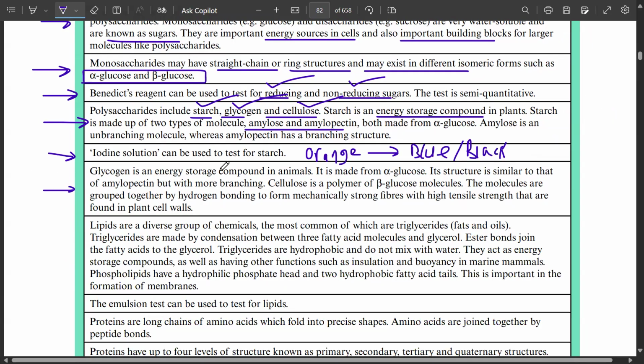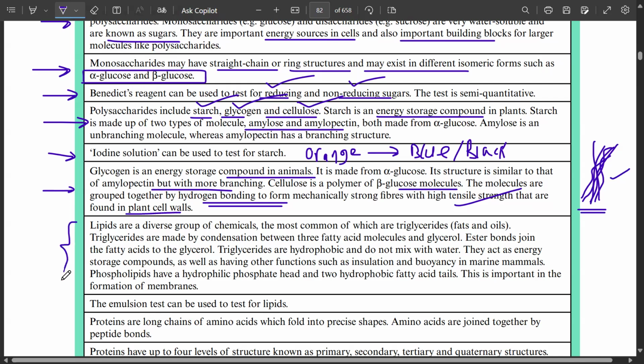Glycogen is an energy storage compound in animals. It is made from alpha glucose and its structure is similar to that of amylopectin, but with more branching. Cellulose is a polymer of beta glucose molecules, and the molecules are grouped together by hydrogen bonding to form mechanically strong fibers with a high tensile strength. Yes, cellulose, we talked about, these are different fibers that when joined in a crisscross arrangement, they form a very strong molecule, even harder than steel, which are found in plant cell walls.